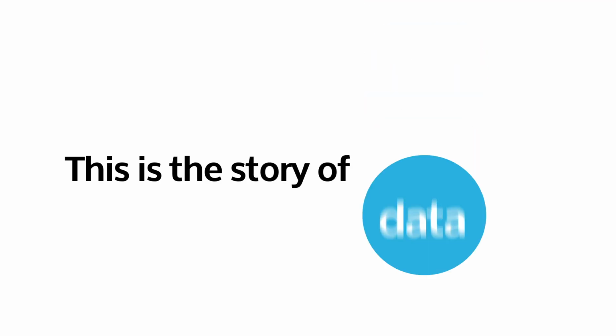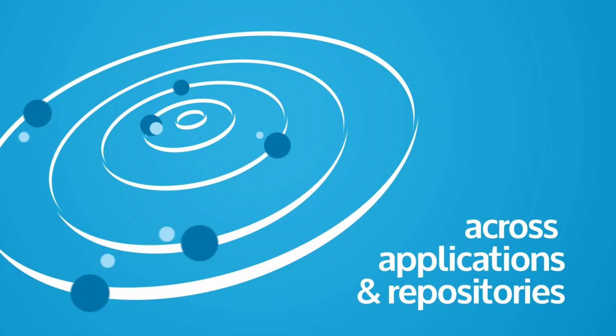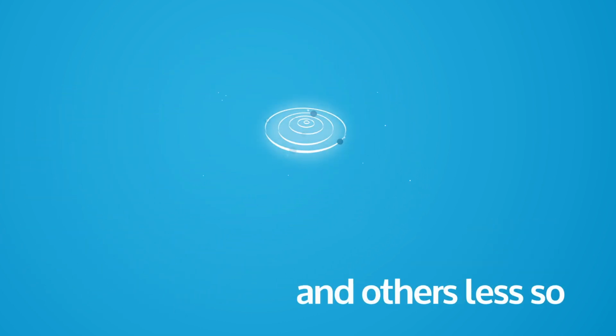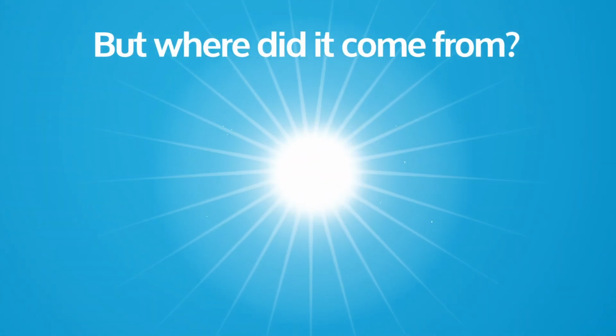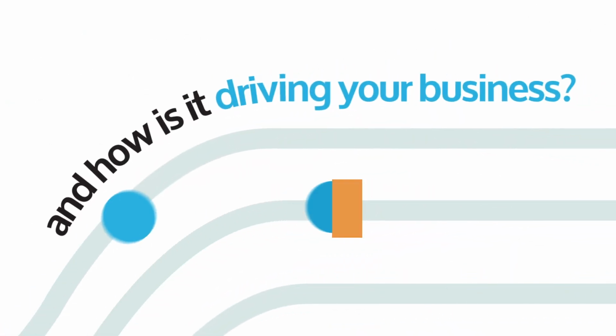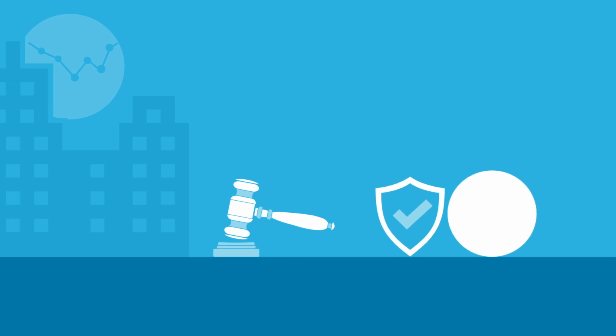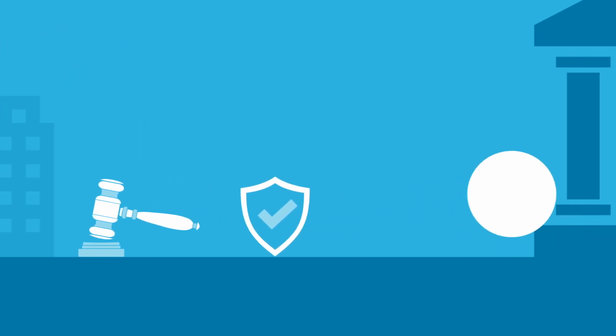This is the story of data. You've got plenty of it across applications and data repositories, some known and others less so. But where did it come from? What are its dependencies, and how is it driving your business? As organizations rely more and more on data to drive business decisions and outcomes, they want data that is trusted and auditable for regulatory and risk management.